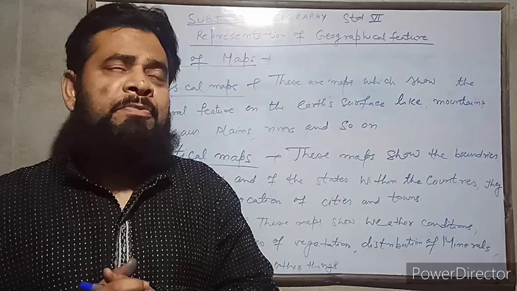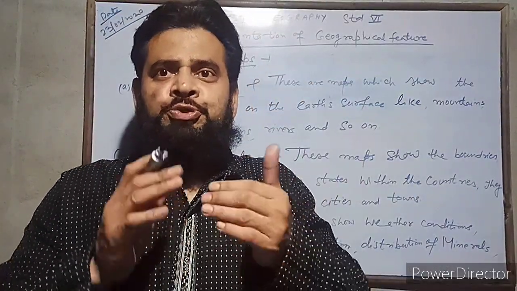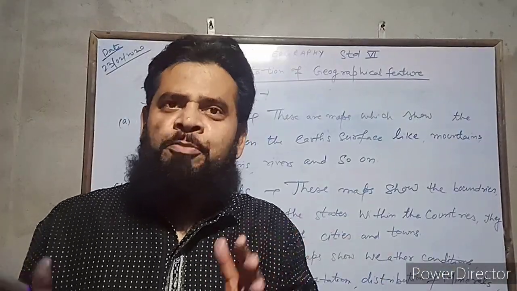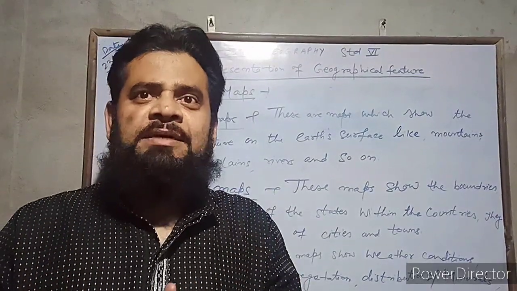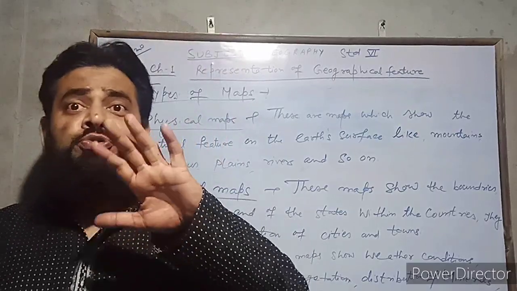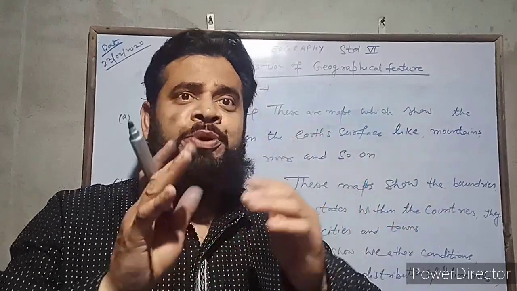Political map. What is the use of the political map? It is used to show the governmental boundaries of countries, states, and the location of the major cities. So it is useful in the determination of regional social and political trends.